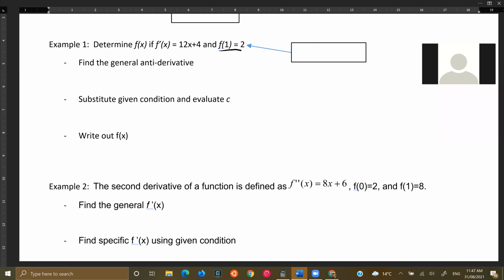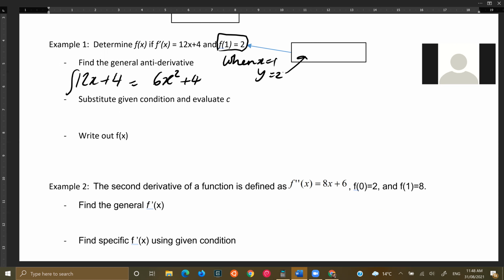What I want you to understand is this notation, f of 1 is equal to 2. It's saying that when x is 1, y equals 2. So the first thing we're going to do is anti-differentiate 12x plus 4. When I integrate that, that's going to be 6x squared, because x squared divided by 2 times 12, plus 4x. And then let's not forget our constant of integration, which is just c.